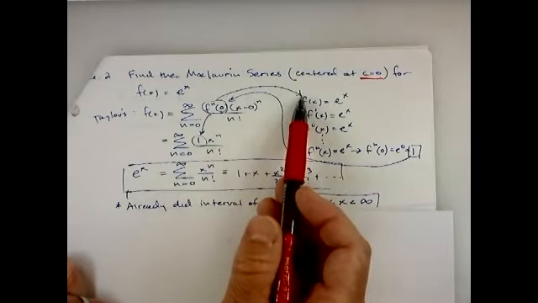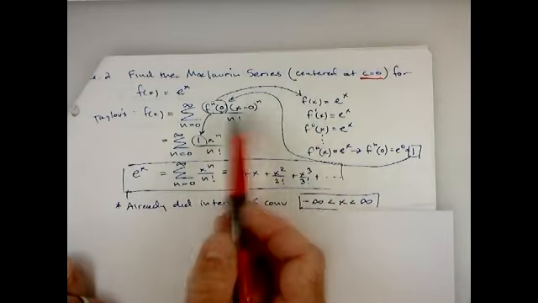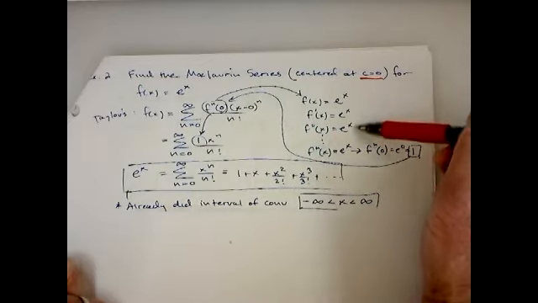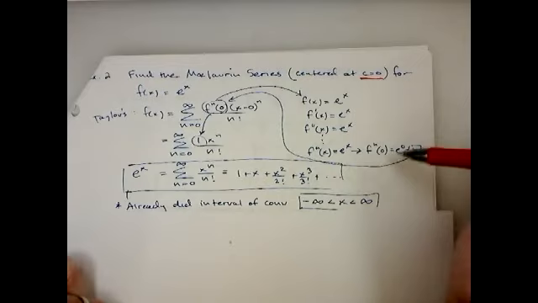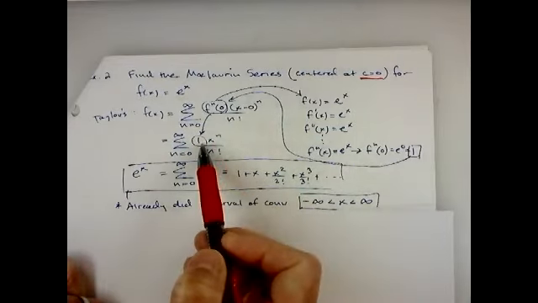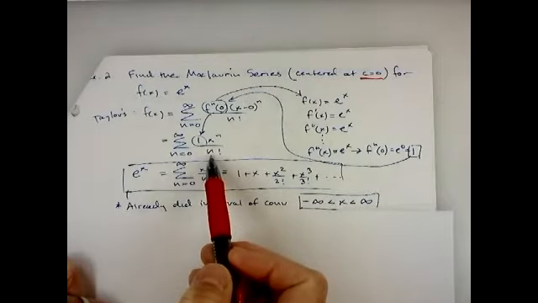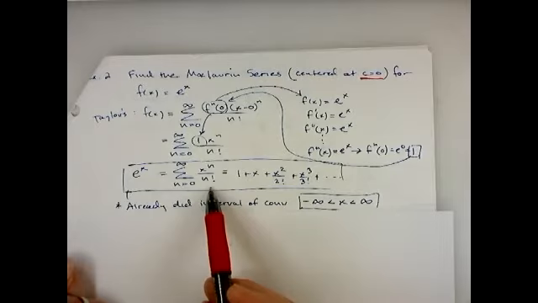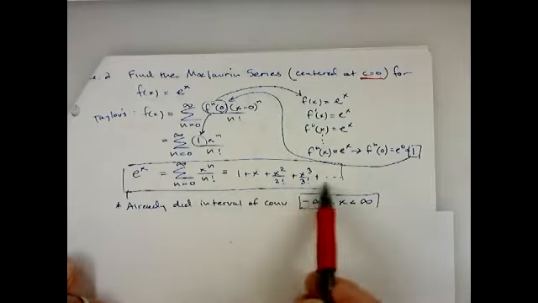Similarly, as the last one, I have to find a pattern for my nth derivative evaluated at 0, but this one's a piece of cake, right? Every derivative is e to the x. So if I plug in 0, I'm going to get e to the 0, which is 1. So that just turns into 1 every single time, and I get my series for e to the x. There it is in sigma notation, expanded out.